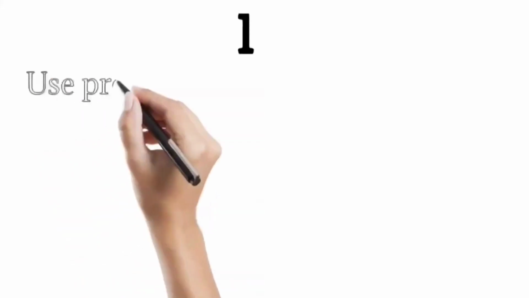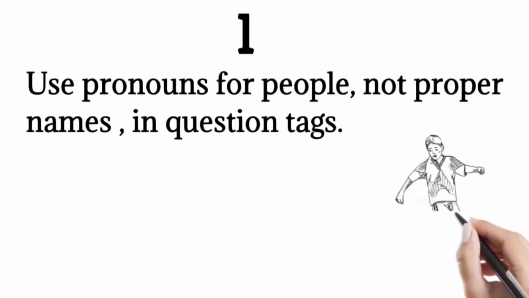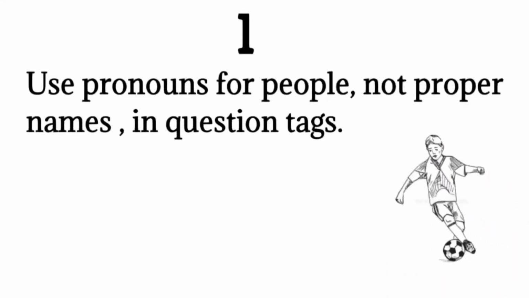Now we have discussed the basic rules of question tags. Let's go through a few advanced rules of question tags. Let's start right now. First point, use pronouns for people, not proper names, in question tags. This point we have already discussed in the previous video. We cannot use people's names in a question tag. Instead of the direct name, you can use appropriate pronouns in the question tag.